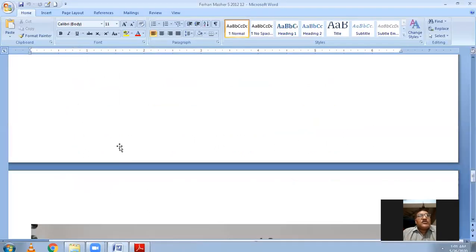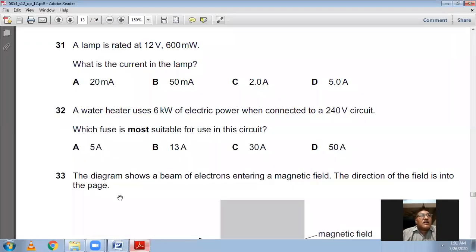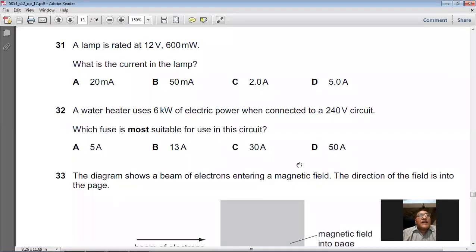Let me show you my work. Question number 31 is on your screen. P is equal to IV, I is equal to P by V, and 600 × 10⁻³ divided by 12. So it will be 50 × 10⁻³, so 50 milliamp. 50 milliamp is the answer. So B is the choice. Question number 31, B is the right choice.